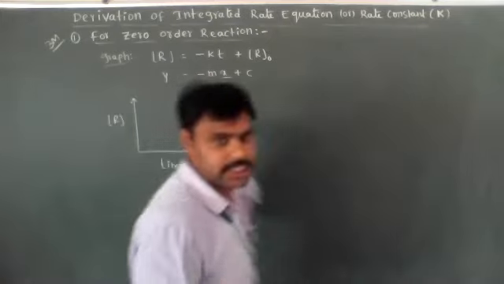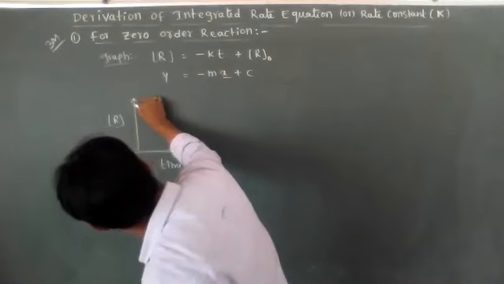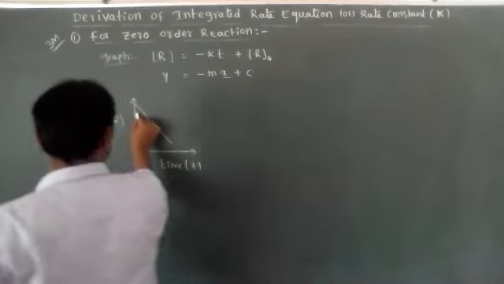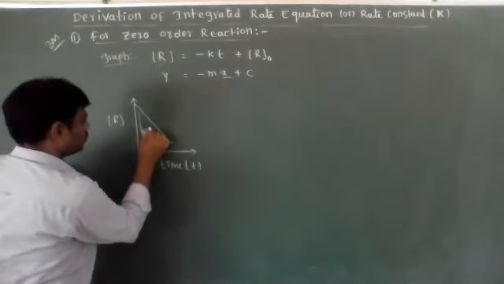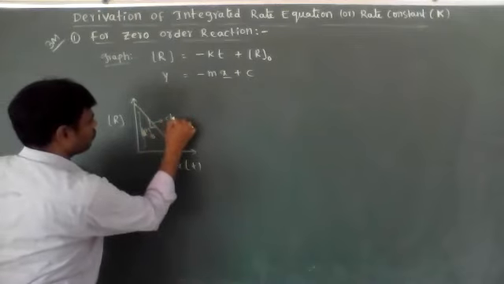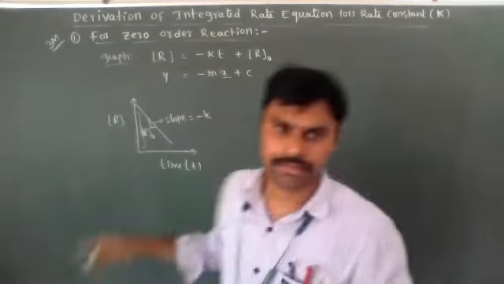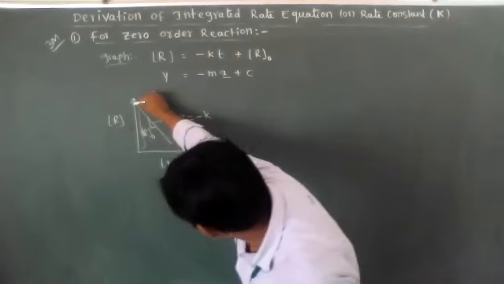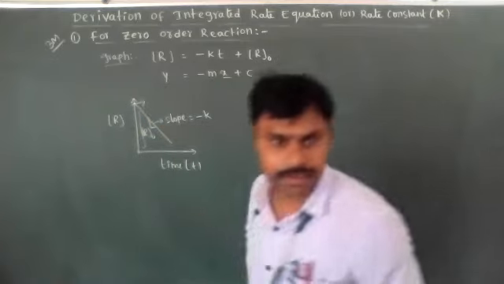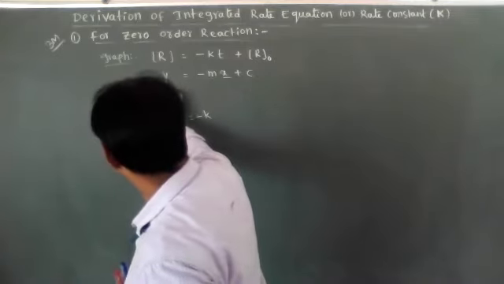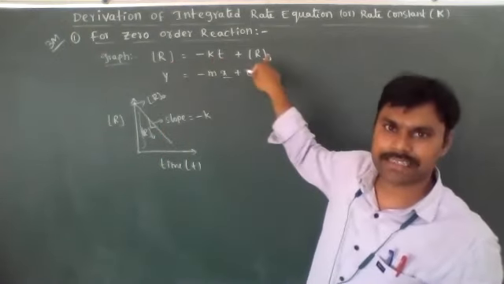Time t. If the equation has a negative slope, the graph will come like this, and it touches one point. This is the intercept. This intercept is equal to R naught, the initial concentration, and this is the slope. Slope is equal to minus k, a negative slope. From this to this point indicates the R naught, the initial concentration. Okay, so R is equal to minus Kt plus R naught.